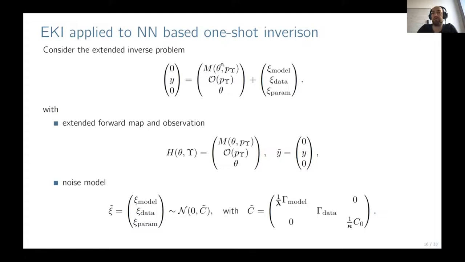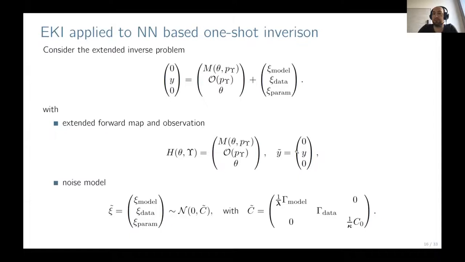So similar to the previous slide, we now have this forward model, and we assume that we have a Gaussian model error. In the end, we have this extended forward map H given through this term. So we have this model error, we have the observation points, and we have the parameter itself and our extended observations where the model should fit the zero. This zero here gives the penalization for the L2 function, so including the Tikhonov regularization. And of course, we want to fit the data in the end.